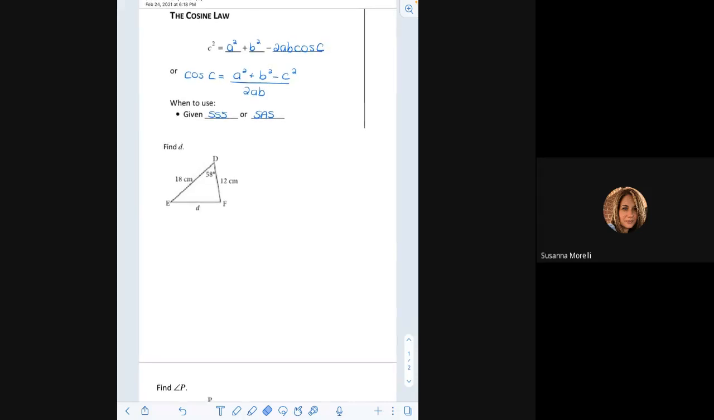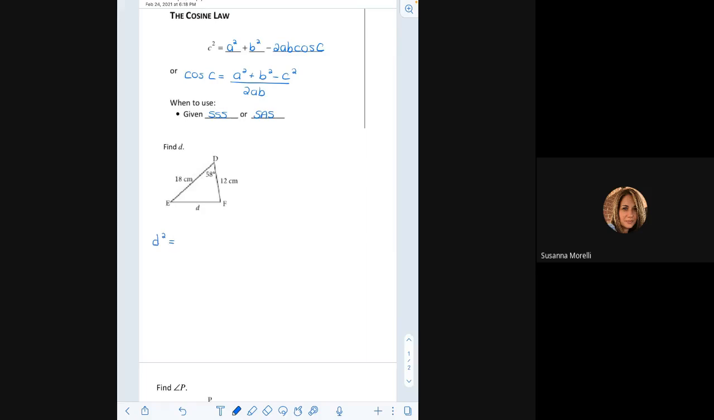So if you want, you can go ahead and relabel this triangle. Some students like doing that. So if you wanted to go ahead and relabel it, you can. I'm not going to relabel it for my purposes, but you could relabel it if you want. Okay, so you want to find D.